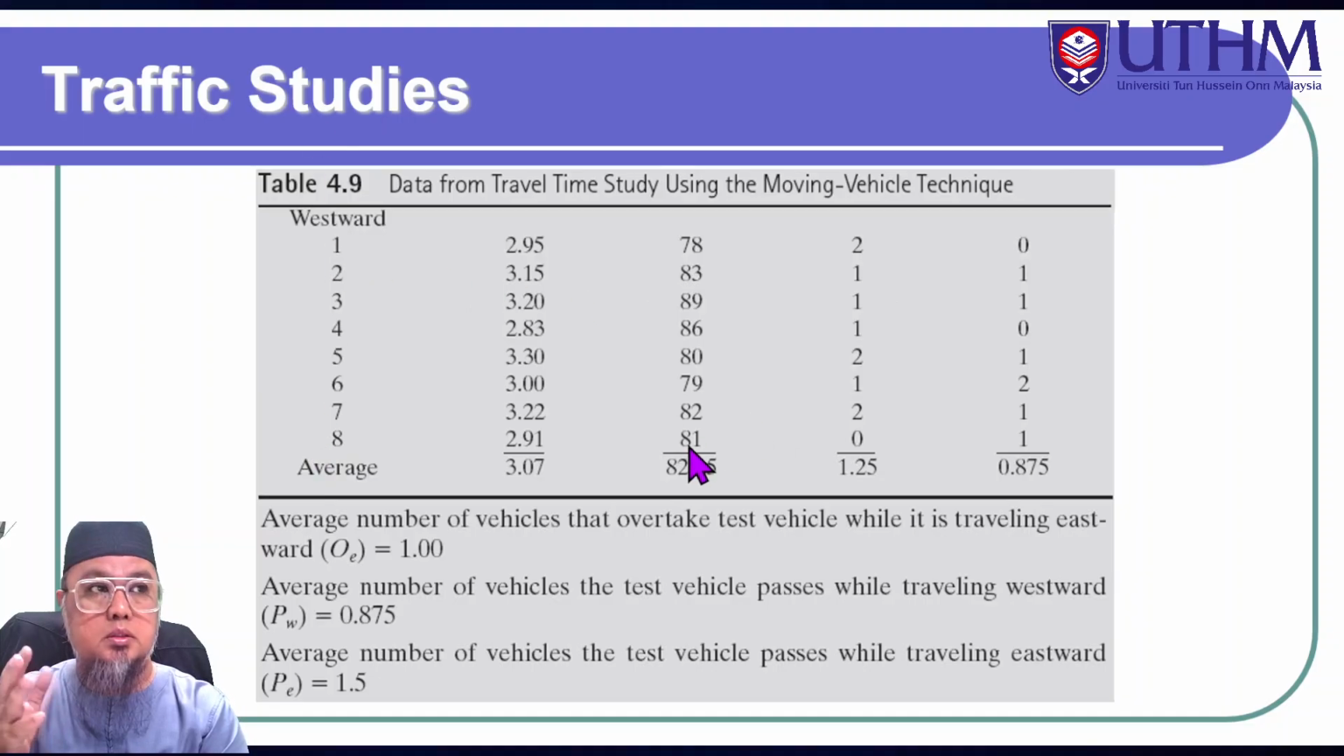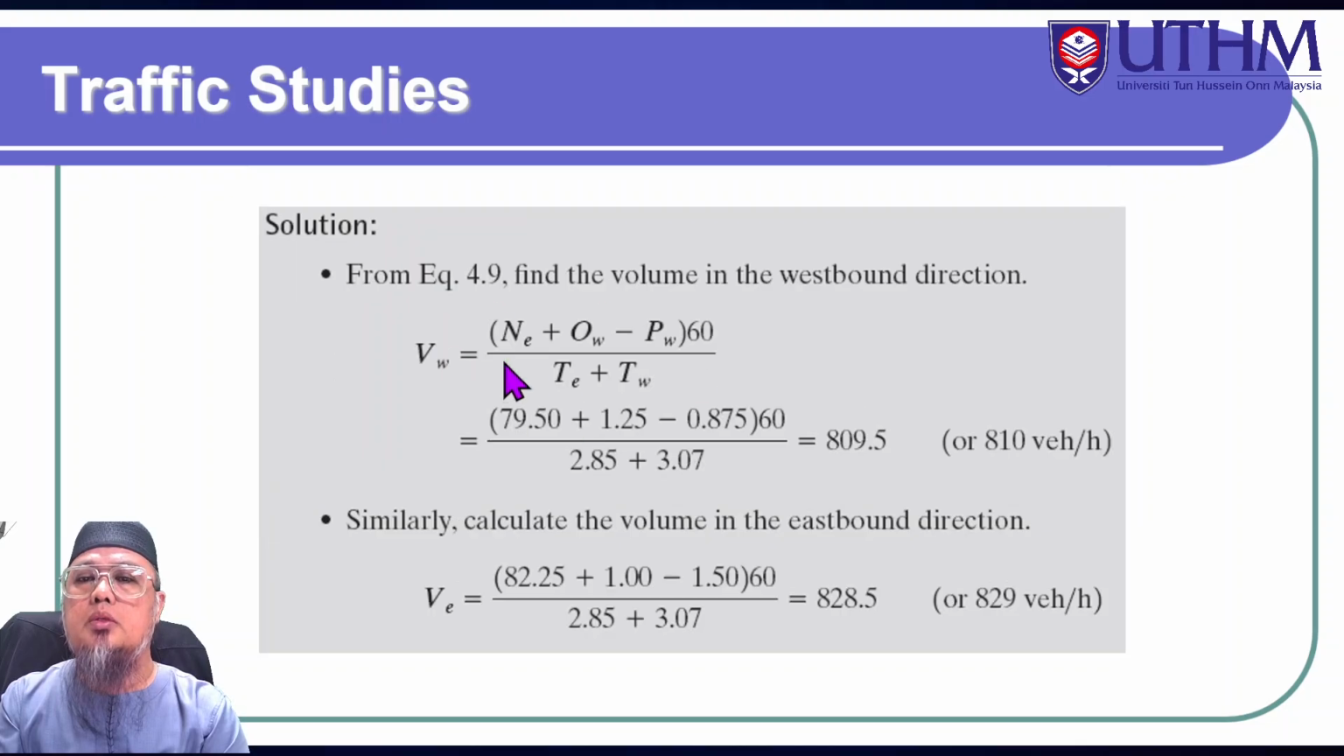Okay, they have quite similar data, but a bit different. This one and this one are similar, but a bit different. Okay, all this data we are going to analyze further to get the volume and the travel time. So from these two sets of data from east and west, now we move to this formula to get the volume itself. First, the volume for the westbound direction.